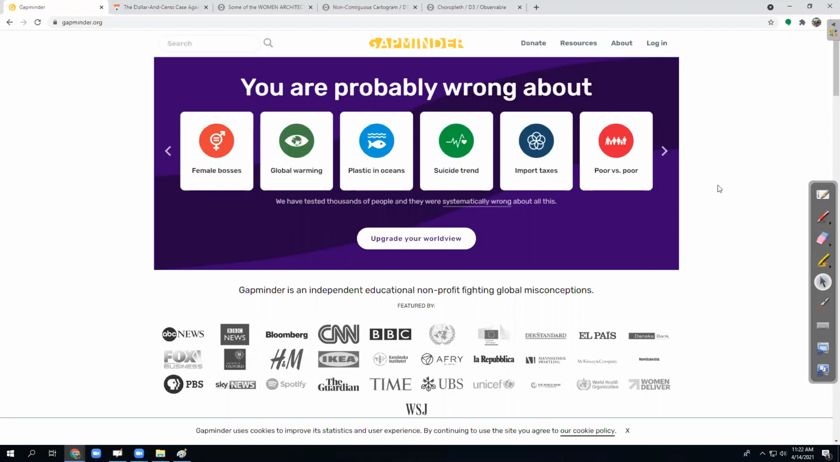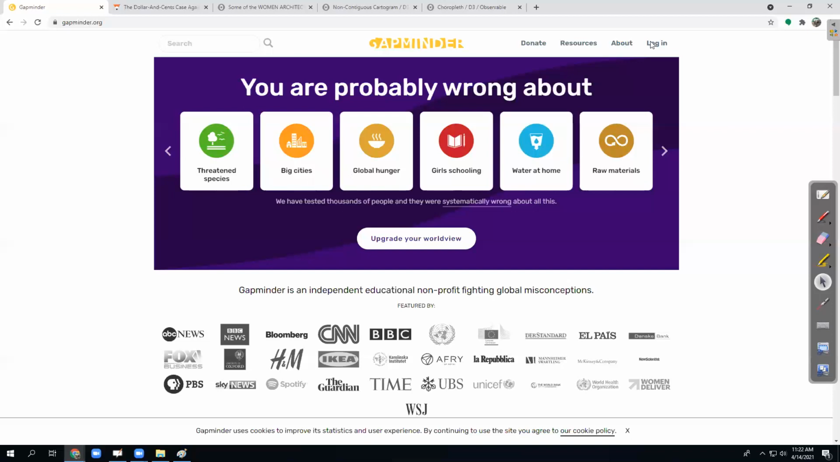This site right here, Gapminder, has a lot of interesting statistics about the world we live in today. This year, or maybe the end of last year, they added this new section about misconceptions people have about the world. And they have a whole bunch of different topics that you can choose from here. And so I encourage you to check out this site.